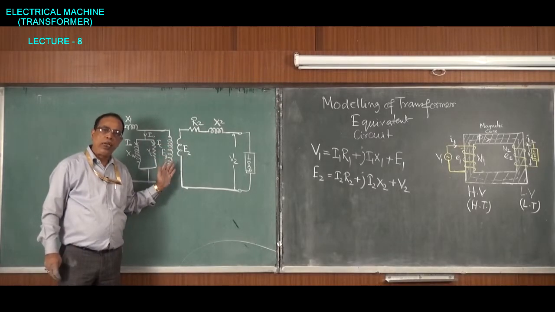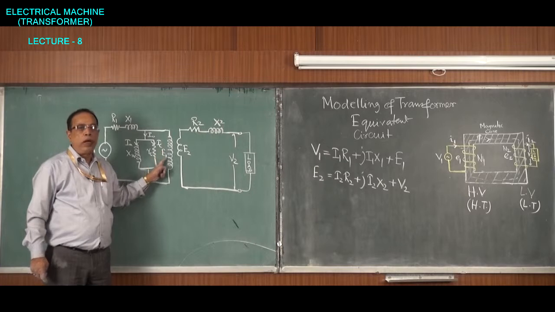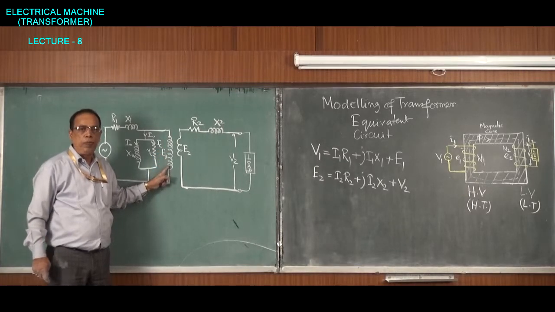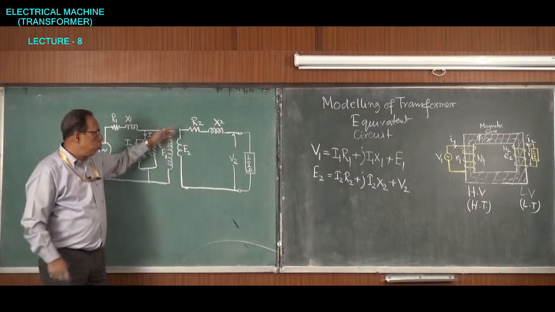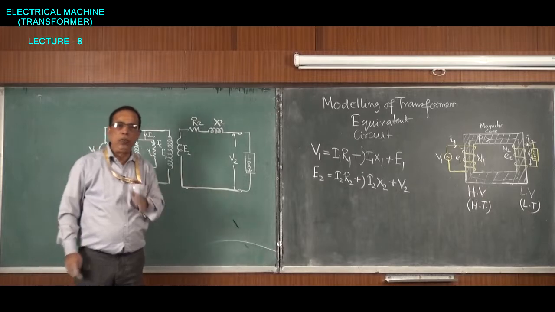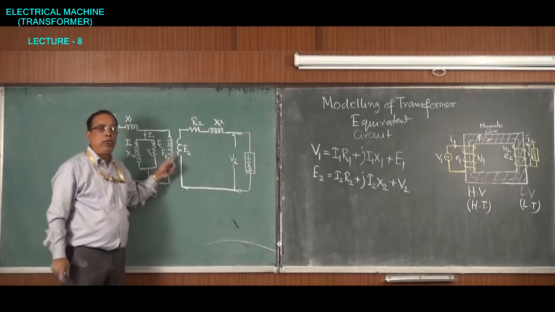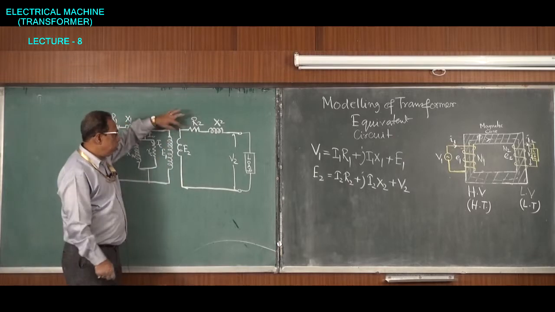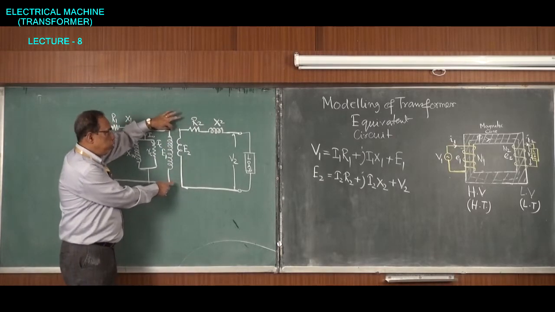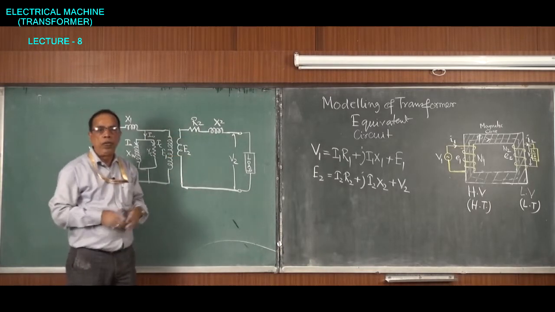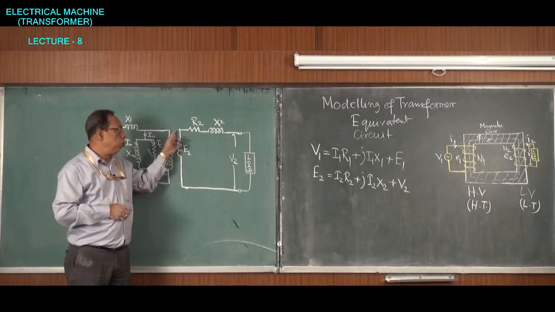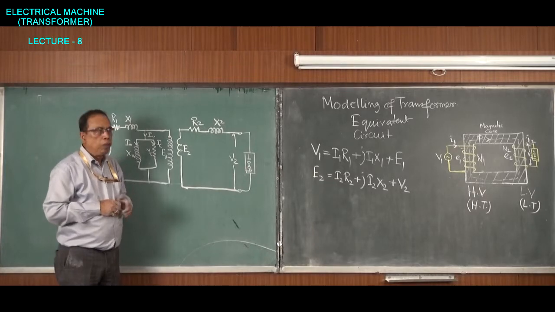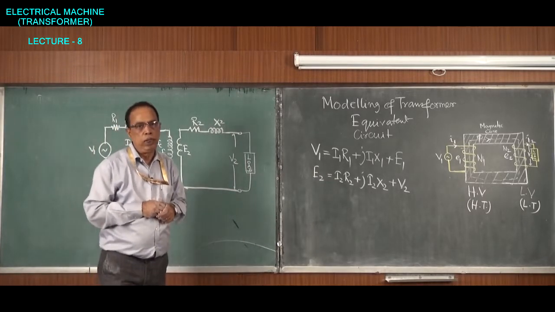It is being produced by the same flux, but as the number of turns in the primary is higher, E1 is higher than E2. If E1 and E2 were equal, then these two voltages would have been equal. I could have joined these two branches and these coils would have been omitted, deleted completely, because they are not contributing anything when the voltages are equal. But how to make the secondary voltage equal?